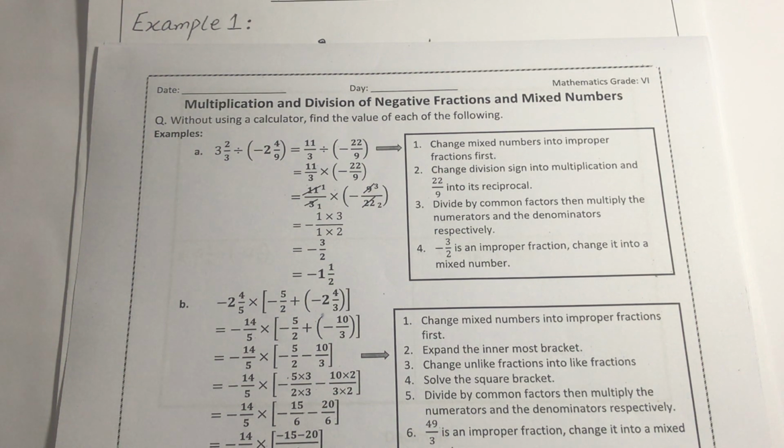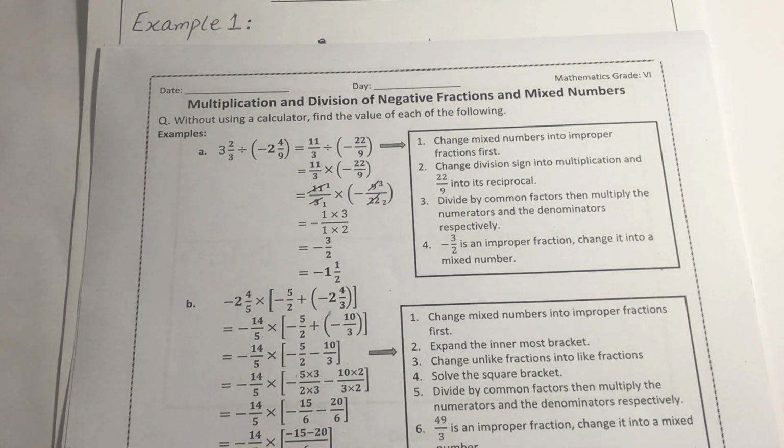Students, in today's lesson we will learn the multiplication and division of negative fractions and mixed numbers. This topic is on page number 14 of your booklet. It's the same as we have done with the multiplication and division of positive fractions and mixed numbers in the previous lesson, right? Here we will just have a negative sign involved. Let's understand with the help of examples, right?